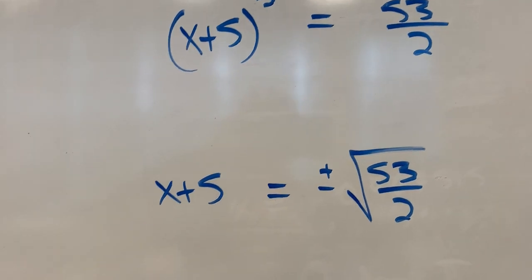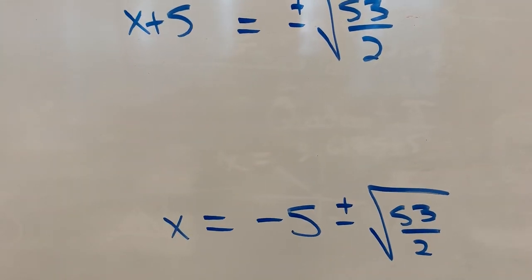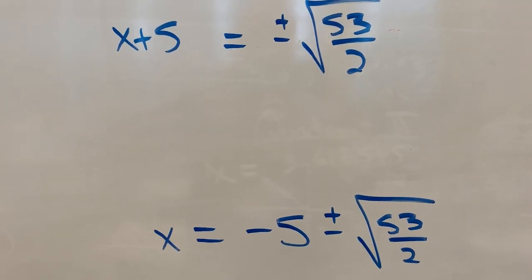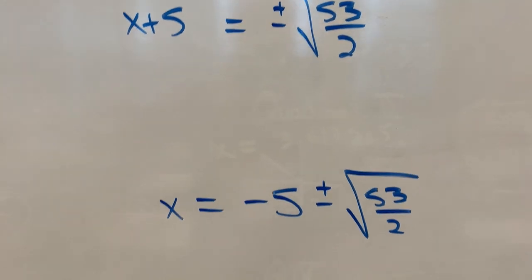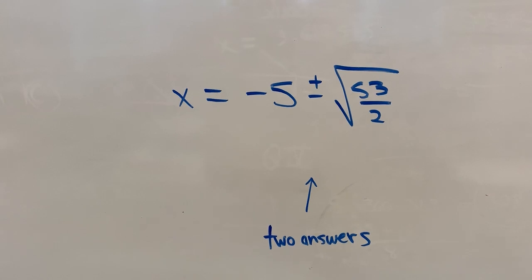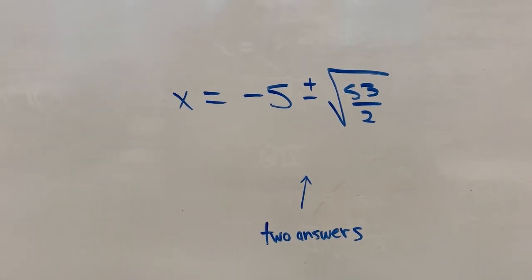And so finally, the last step is to subtract 5 from both sides, and what you have, notice this is 2 answers. You've got negative 5 plus the square root of 53 over 2 and negative 5 minus the square root of 53 over 2. And there is one good thing about solving it this way, is that this is an exact value answer. This has not been rounded.